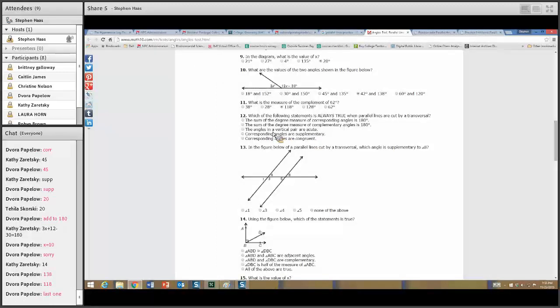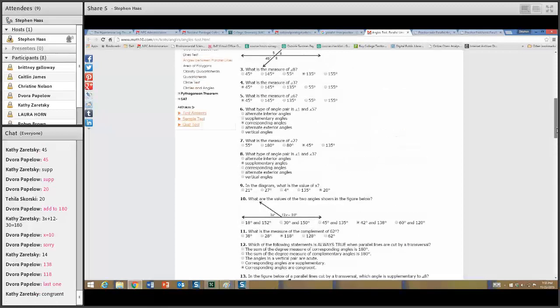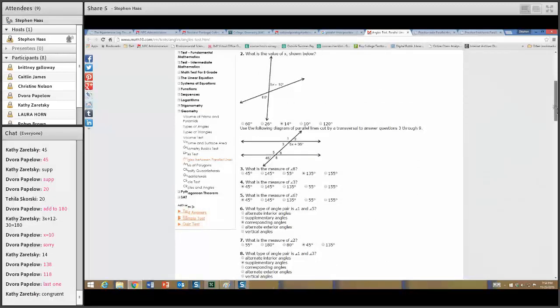Corresponding angles are supplementary. That is incorrect. Corresponding angles are congruent. That is correct. Corresponding angles, again, just to remind everybody, like 1 and 5 are corresponding angles. So they're congruent.